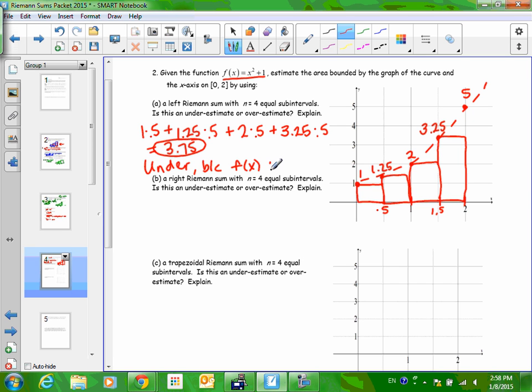And they asked us why on this one, so we got to give a reason. And really the reason is just because f of x is increasing. Now I'm going to talk more about this later, but what if you had to prove that f of x is increasing? Could you do that? We did it all last semester. What would you have to say?